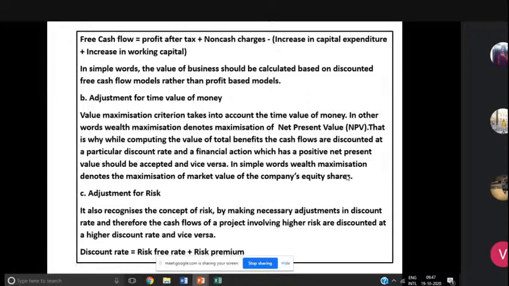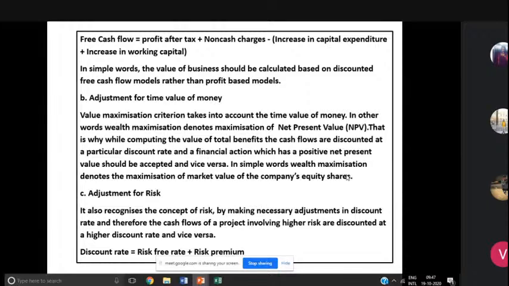In simple words, wealth maximization denotes maximization of market value of company's equity shares. Please underline. While copying, please underline. In simple words, wealth maximization denotes the maximization of market value of the company's equity shares.